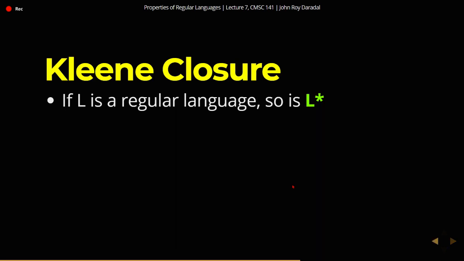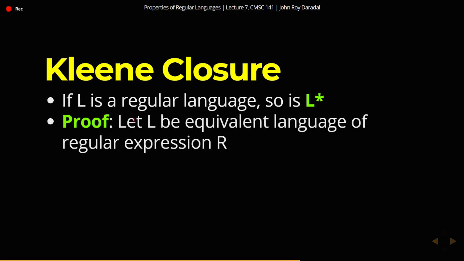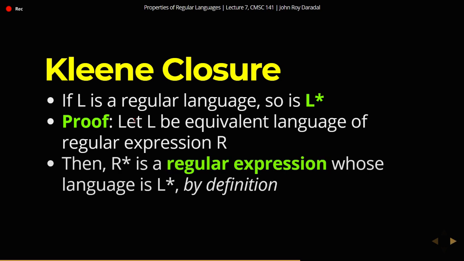Okay, and we'll also use the same argument for Kleene closure. So we'll call this Kleene closure to differentiate it from the closure property, so that it's not confusing. So if L is a regular language, so is L star, the closure of L. So we'll also use the regular expression R, and we'll just take R star, which is a valid regular expression by definition.